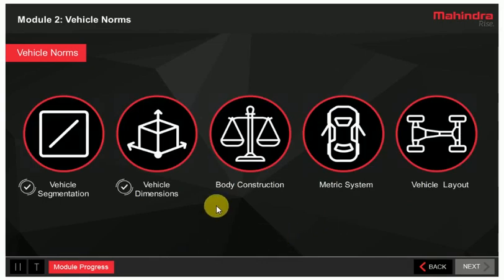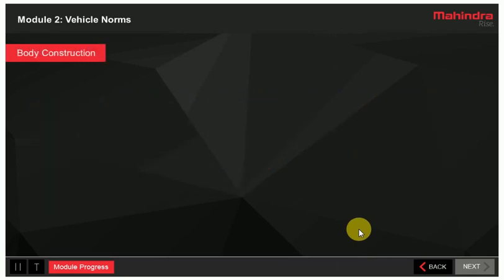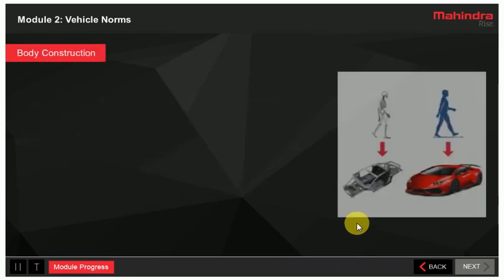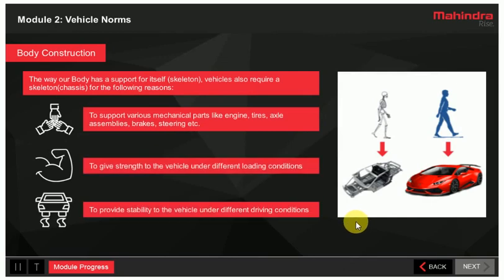Click on any subsection to learn more about it. The chassis is like a skeleton which provides structural strength that holds the vehicle together. The chassis of the vehicle is required to support various mechanical parts like engine, tires, axle assemblies, brakes, steering, etc. To give strength to the vehicle under different loading conditions. To provide stability to the vehicle under different driving conditions.